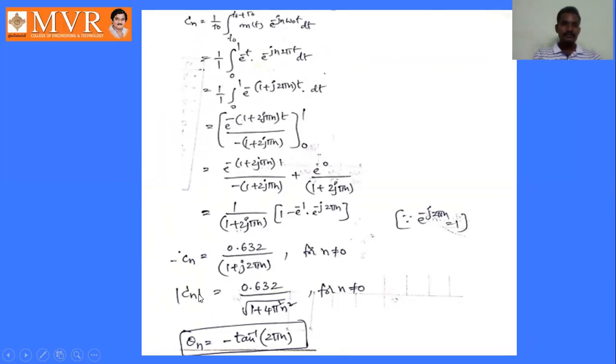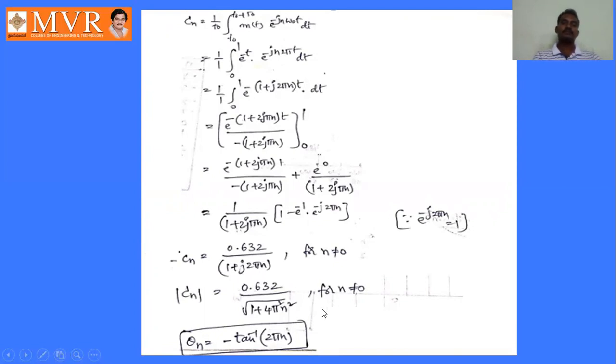So mod Cn is 0.632 by the square root of 1 squared plus (2πn) squared. For x plus jy, the magnitude is the square root of x squared plus y squared. So it is 1 plus 4π²n², and theta n is minus tan inverse of the imaginary term by the real term, so 2πn by 1. It will become minus tan inverse 2πn. This is the magnitude and this is the phase angle. So mod Cn equals 0.632 by square root of 1 plus 4π²n² for n not equal to 0, and theta n equals minus tan inverse 2πn.